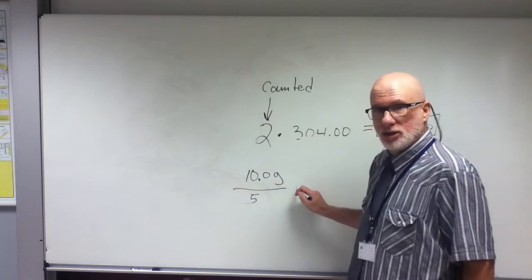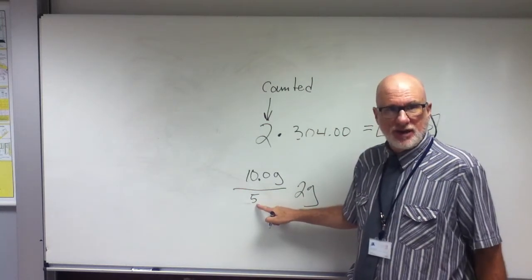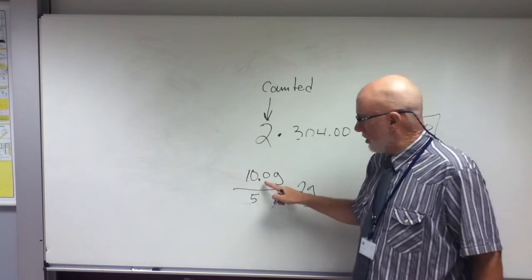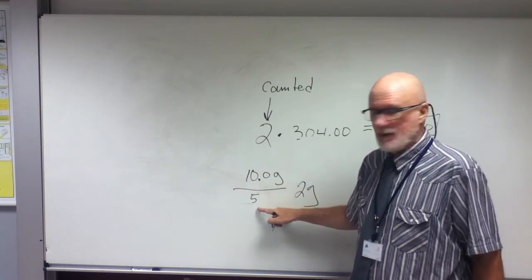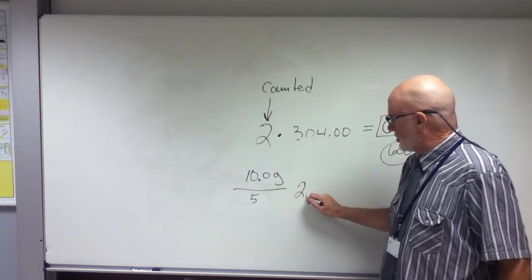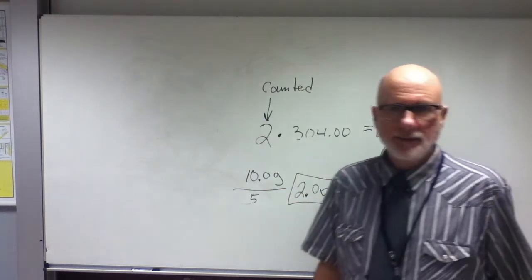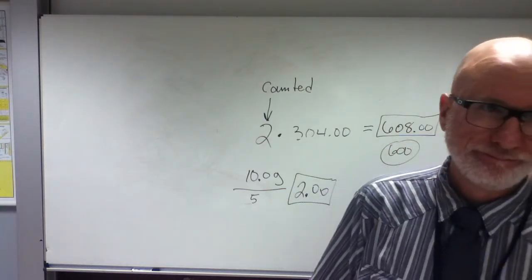So it's going to be 2 grams, right? Because that 5 is 1 significant figure, you're thinking? So 10.0, 3 significant figures divided by 1? No, because this is counted. So it's going to be 2.00. You get it? You understand?